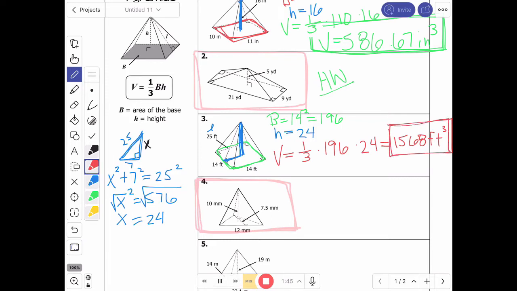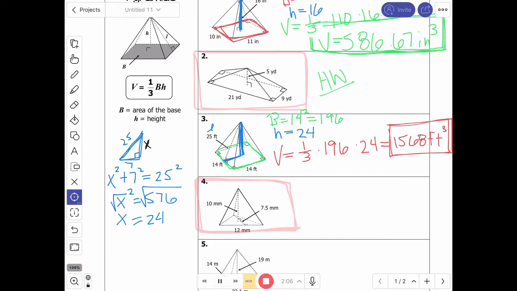Okay, so again, the hardest part of this is realizing that you need to make that height yourself. And again, realizing that it needs to be in the center of the pyramid. So you only want to go halfway across your base. So half of 14 gives me a leg that is 7 feet long.